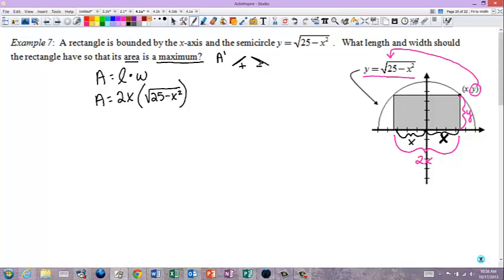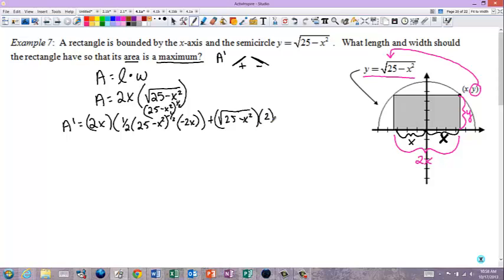So if we take our derivative, this is a product rule. So my A prime is going to be 1 times d2, and I'm going to rewrite this as 25 minus x squared to the 1/2. So d2 would be 1/2 times 25 minus x squared to the negative 1/2 times negative 2x, chain rule, plus 2 times d1. Alright? And I have to set this equal to 0 and do a sign graph.